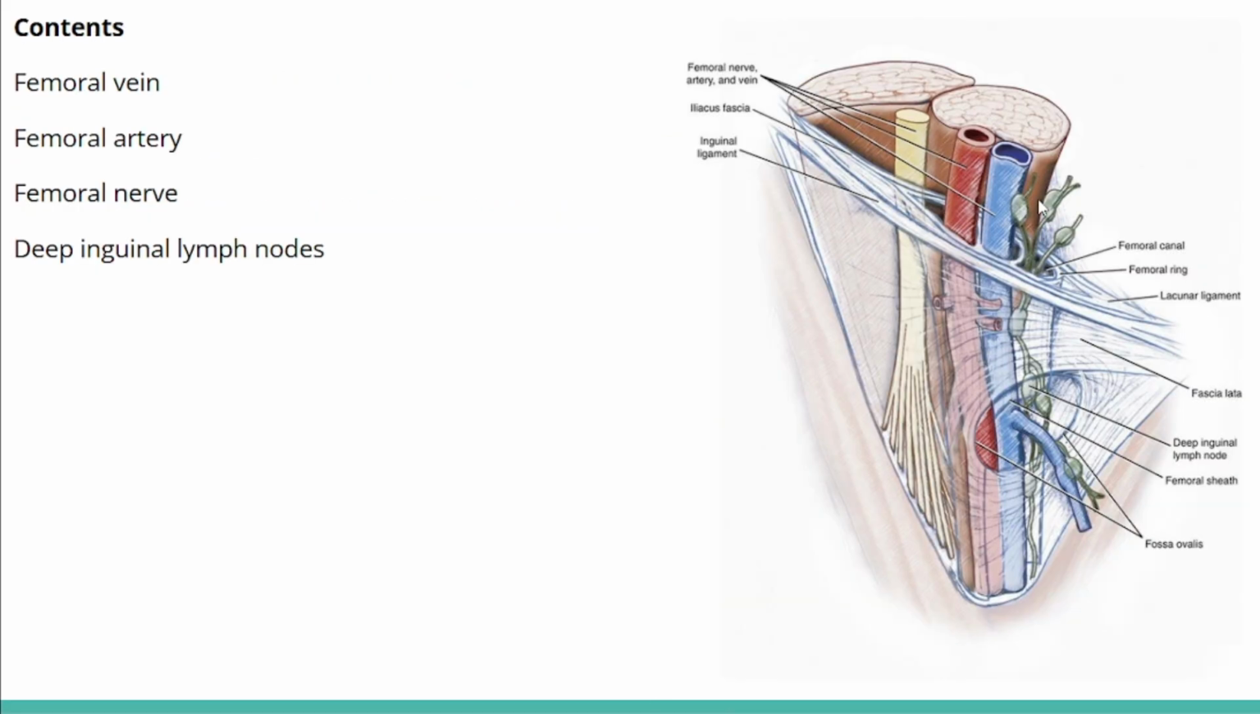The femoral triangle contains major neurovascular structures, as I mentioned. Most laterally is placed the femoral nerve. You can see it is not included in this femoral sheath; it is located outside the femoral sheath. Between the femoral nerve and the femoral vein, we have the femoral artery, and most medially the femoral vein. Here the femoral canal and also deep inguinal lymph nodes are also contained in the femoral triangle.